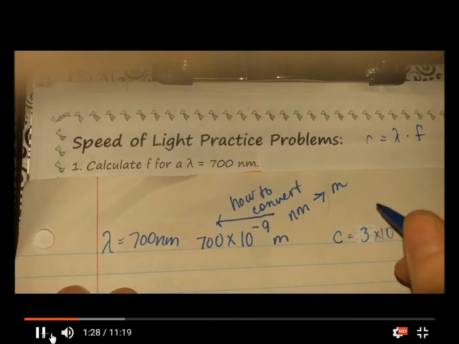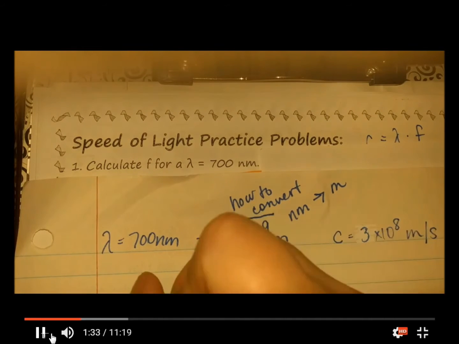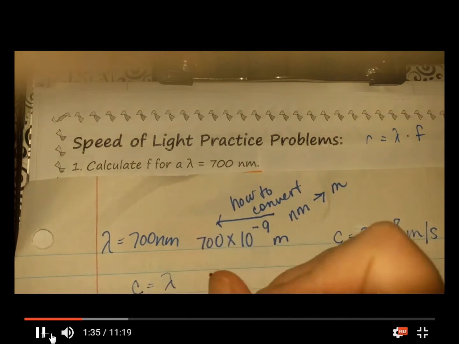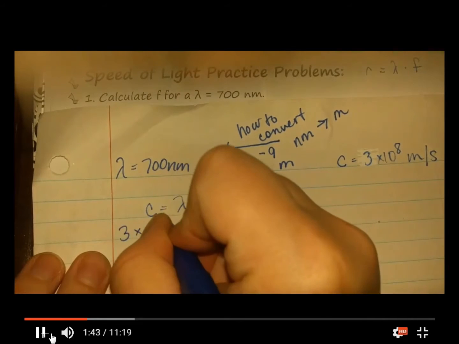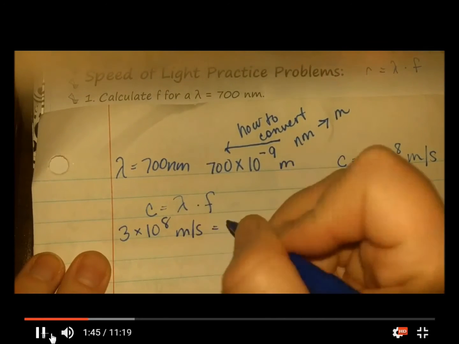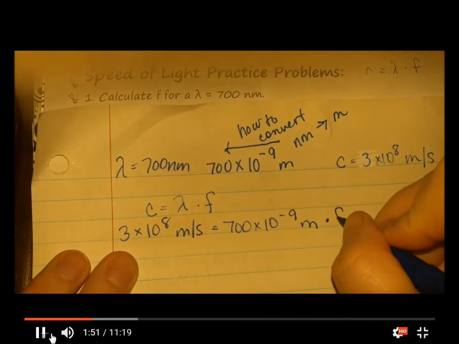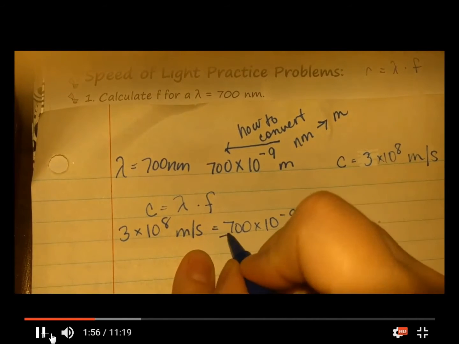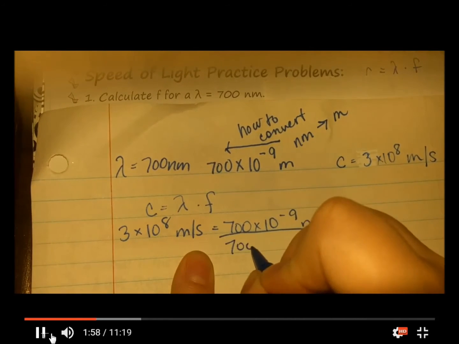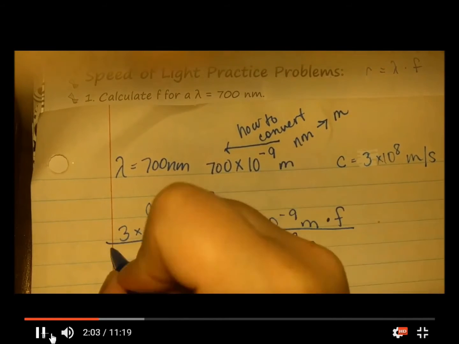Okay, and they give us the wavelength here. So we just need to calculate the frequency. So C equals wavelength times frequency. The speed of light is 3 times 10 to the 8th power meters per second. Wavelength is 700 times 10 to the negative 9th power meters. And frequency is what we're looking for. So in order to get frequency by itself, we're going to have to divide by 700 times 10 to the negative 9th meter on both sides.